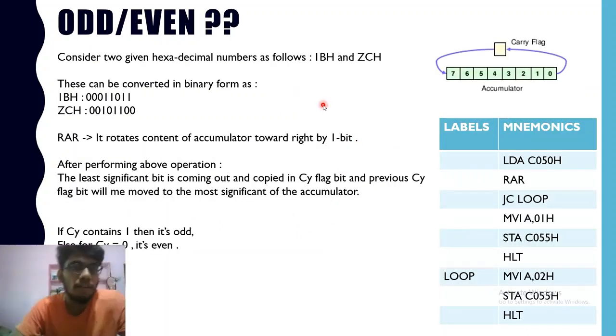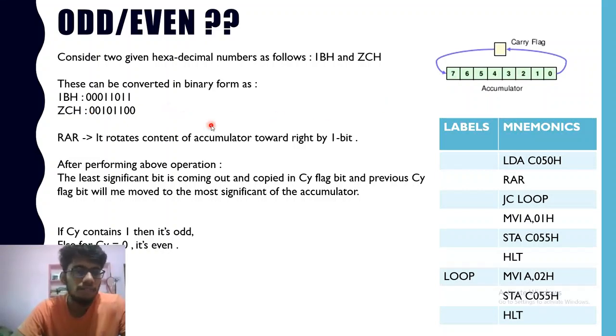So basically, as a part of this particular program, first we need to have a clear view about how we will determine with the help of some code in ALP whether a given integer is odd or even, which we will be further using in our main program. So to have a clear understanding, I have taken two examples, two hexadecimal numbers, which can be converted into binary form as given here.